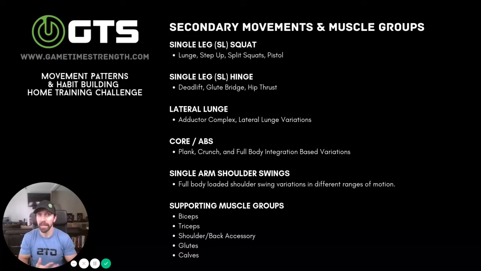Now, again, single leg hinges could also be things like deadlifts, glute bridges, so a single leg glute bridge or single leg hip thrust as well. Lateral lunging, I think, is an important pattern, a lot of times left out of different training programs. These are going to be things like, we call it the adductor complex, where we go side to side, or a lateral lunge variation. Then core ab movements. Not necessarily stability, because hopefully with all these big training things, you're activating your core and abs through everything that you're doing, but we'll add some of this stuff in there too.